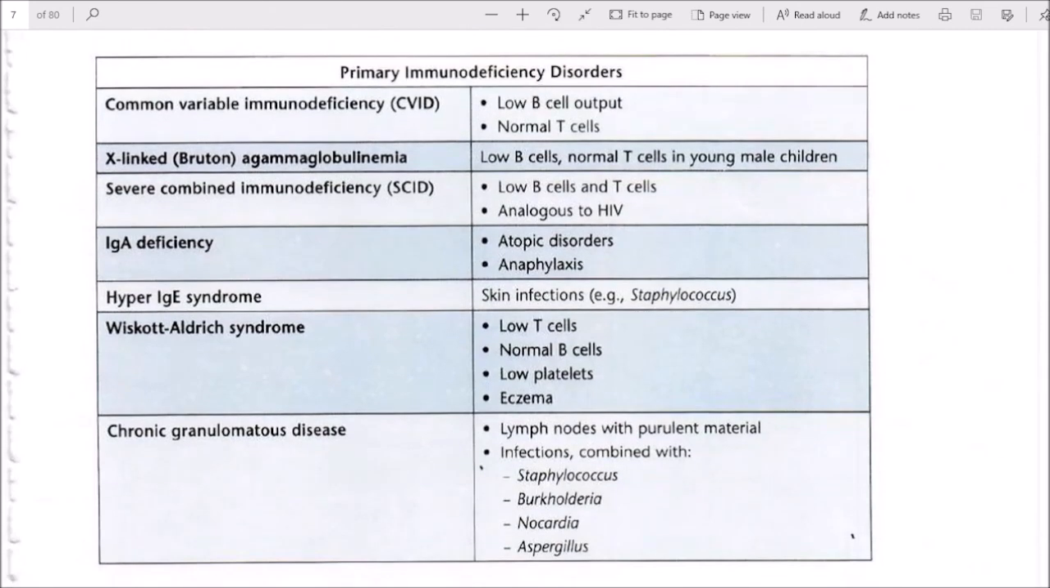Primary immunodeficiency disorders summary. Common variable immunodeficiency, CVID: low B cell output, normal T cell. X-linked Bruton agammaglobulinemia: low B cell, normal T cell, in young male children. Severe combined immunodeficiency, SCID: low B cell and T cell, analogous to HIV. IgA deficiency: atopic disorders, anaphylaxis. Hyper-IgE syndrome: skin infections, for example staphylococcus. Wiskott-Aldrich syndrome: low T cells, normal B cells, low platelets, eczema. Chronic granulomatous disease: lymph nodes with purulent material, infections combined with staphylococcus, Burkholderia, nocardia, and aspergillus.